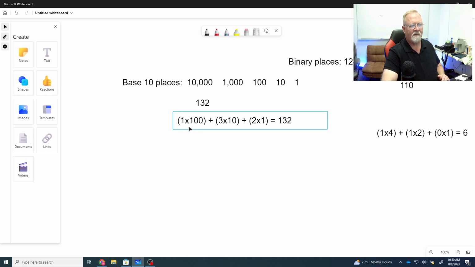In base 10, you can have up to 10 numbers. This number could be from 0 up to 9. This number could be from 0 to 9. This number could be from 0 to 9. You would multiply whatever digit that is times the place, add them all together, and that would give you the number.